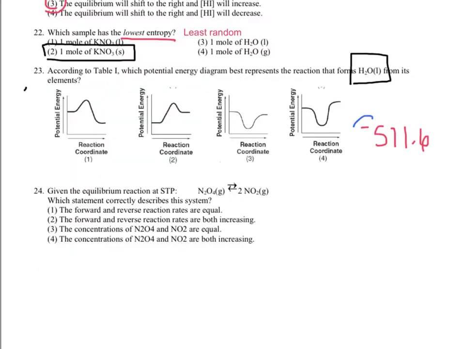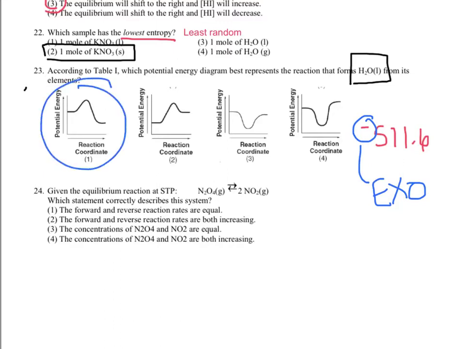Since our delta H is negative, this is an exothermic process. Exothermic processes lose energy. So choice 1 is the best choice. Notice we are losing energy. Now recall that all potential energy diagrams must have an activation energy, an energy to get the reaction started. Choice 3 and 4, reactions with valleys, can never be the correct answer.